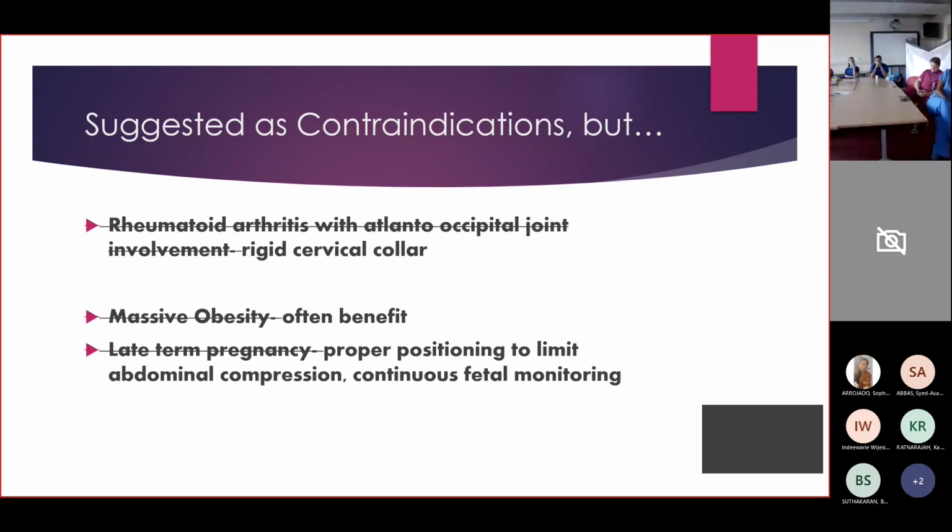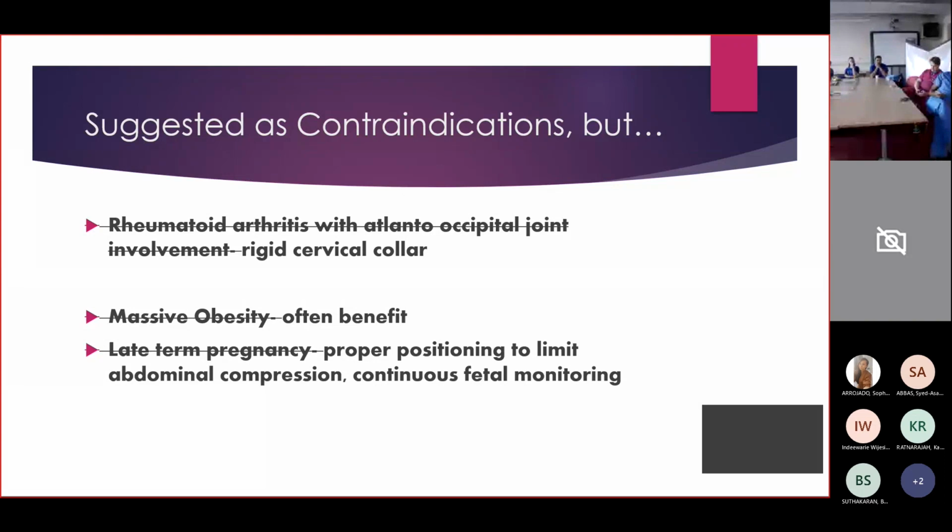Massive obesity was initially considered as a contraindication, but this also has been questioned as these patients do benefit from prone ventilation. Mid to late term pregnancy again was considered initially as a contraindication, but it has been recommended that proning can be done with proper positioning to limit abdominal compression and with continuous monitoring of the fetus.